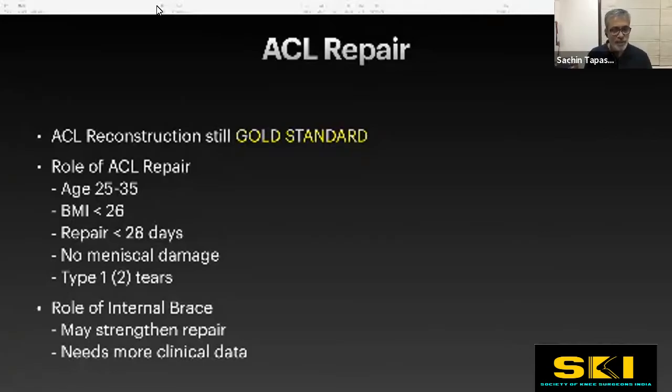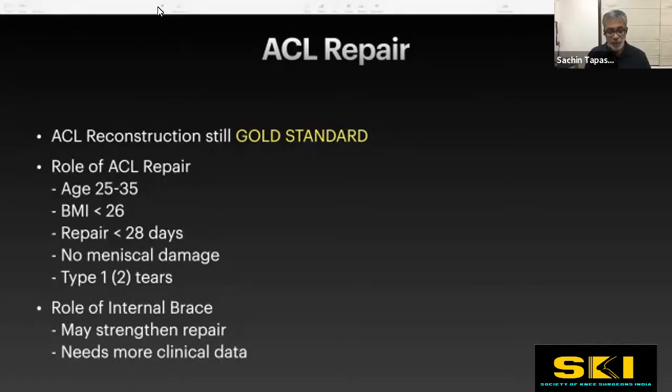The role of ACL repair is probably for the individual between the ages of 25 and 35, who has a BMI of less than 26 to 28, who is within the first 4 weeks of the injury, preferably without any meniscal damage, and it should ideally be a type 1 or maybe some selected type 2 tears. The role of the internal brace is essentially to strengthen your repair, but it definitely needs more clinical data. And this is probably what I can share today on the role of the internal brace.